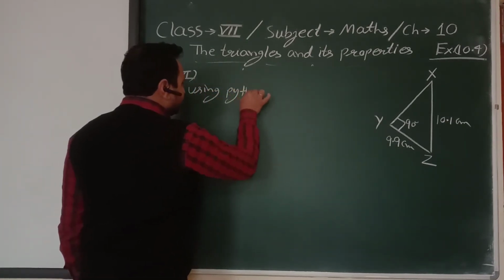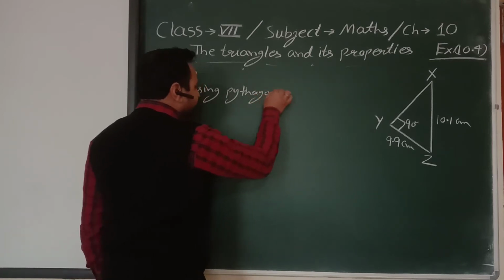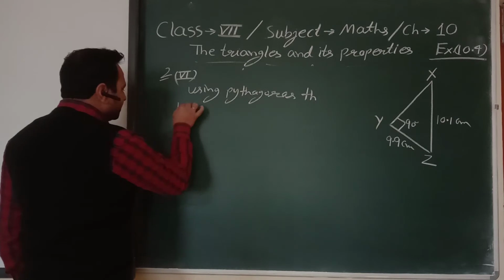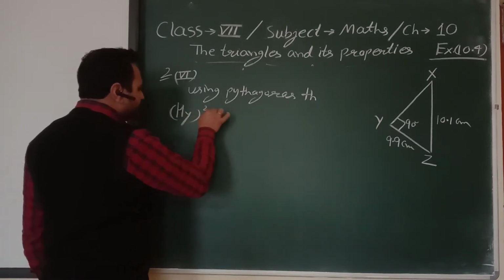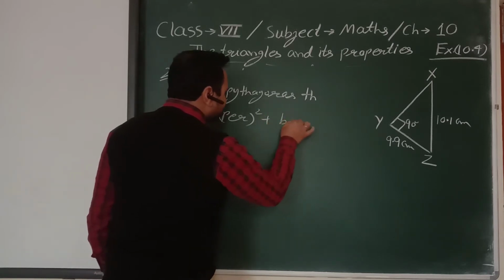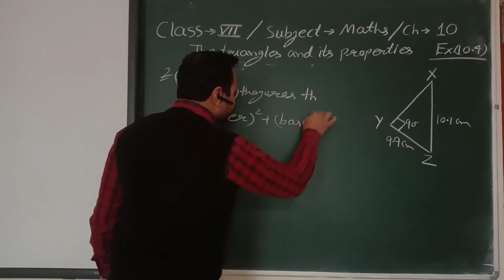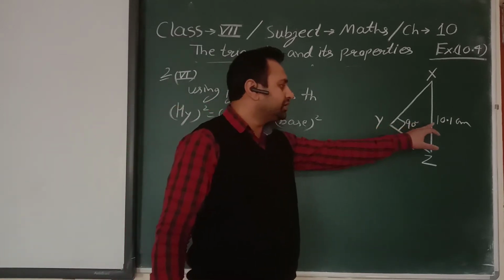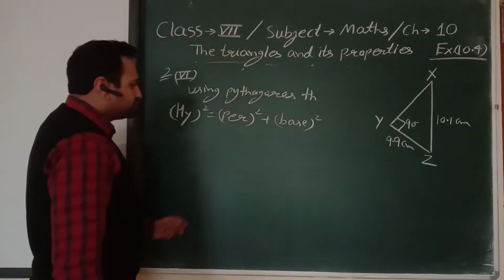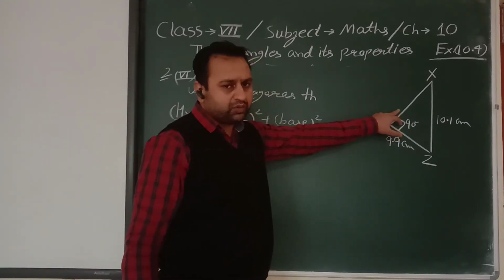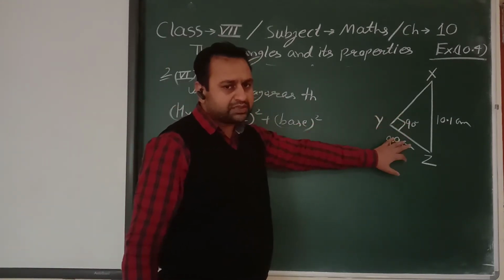Using Pythagoras theorem. So what is the Pythagoras theorem? Yes, hypotenuse square is equal to perpendicular square plus base square. And I again repeat, the side opposite to 90 degrees is called hypotenuse. So hypotenuse is given and the perpendicular we have to find out, and base is given.